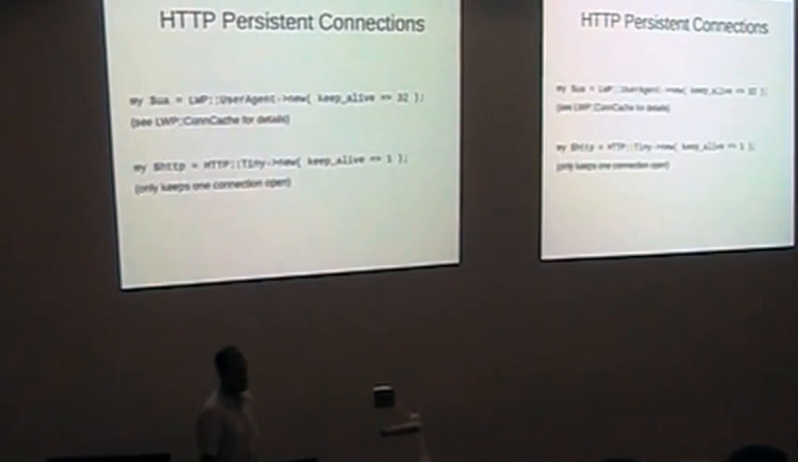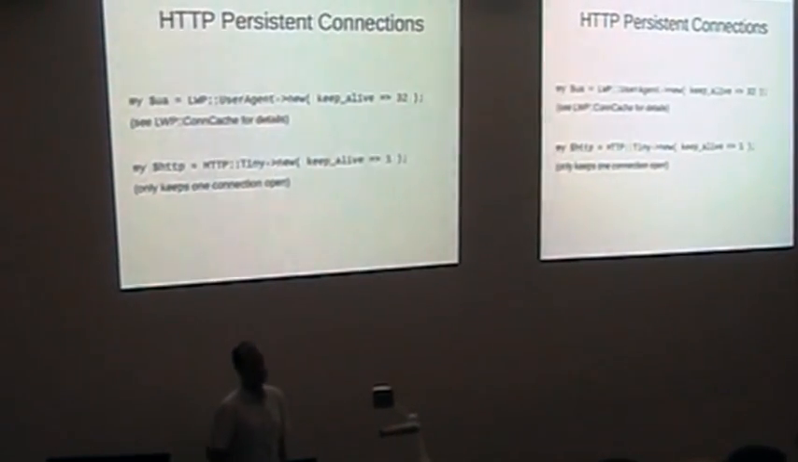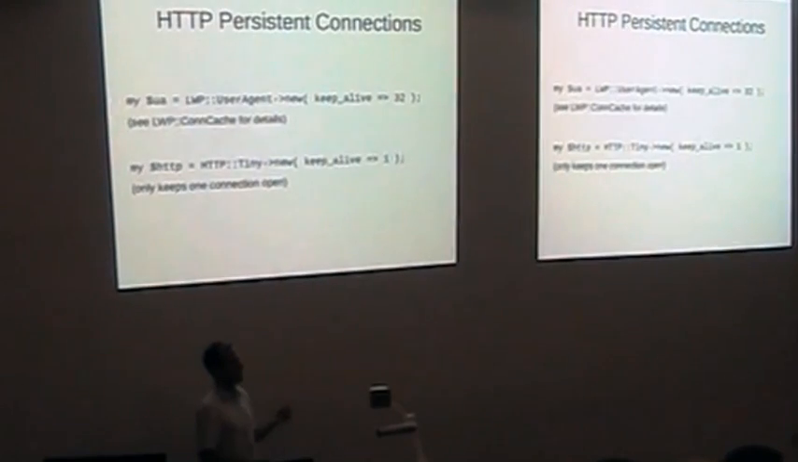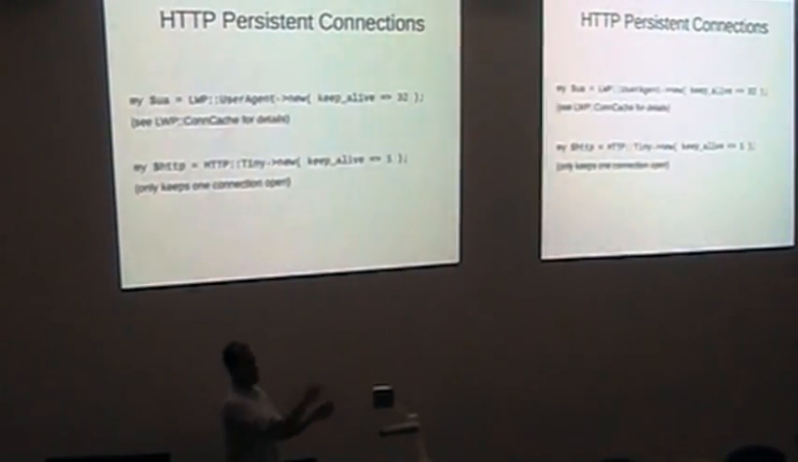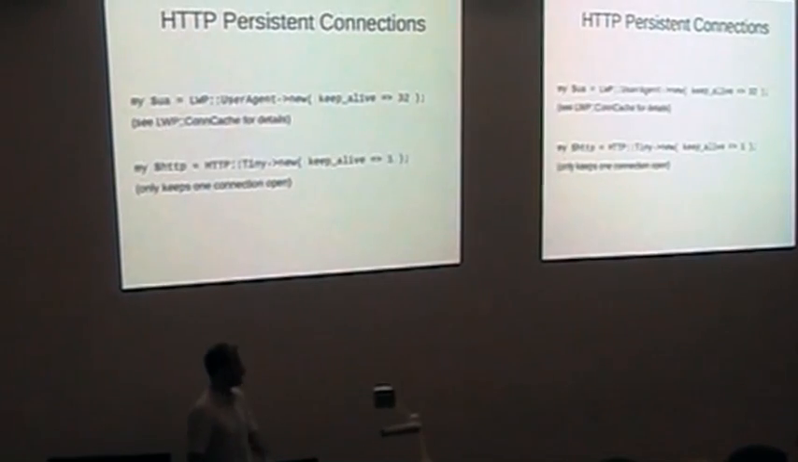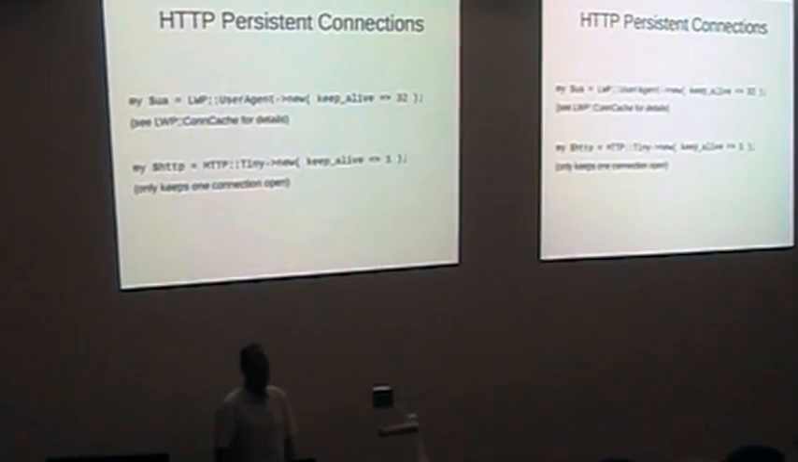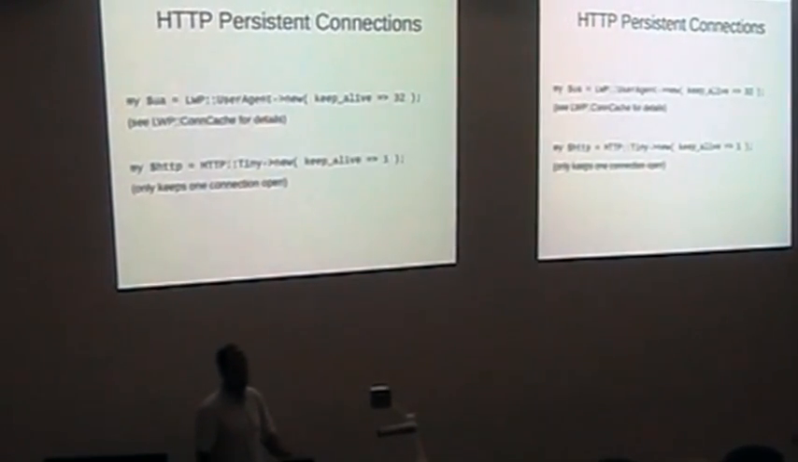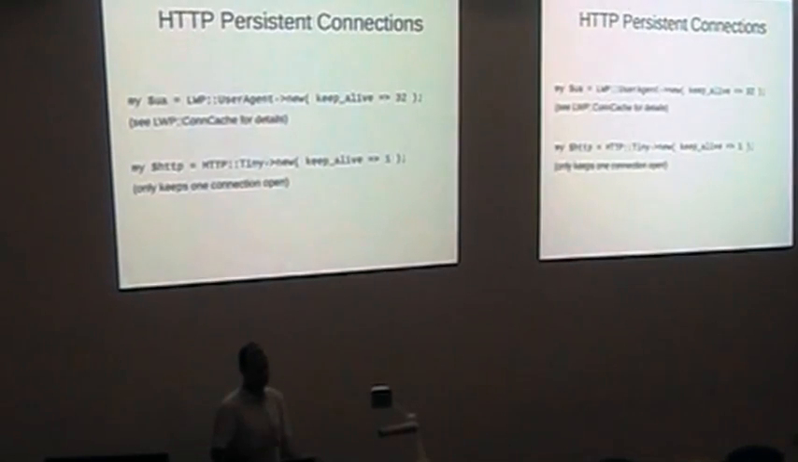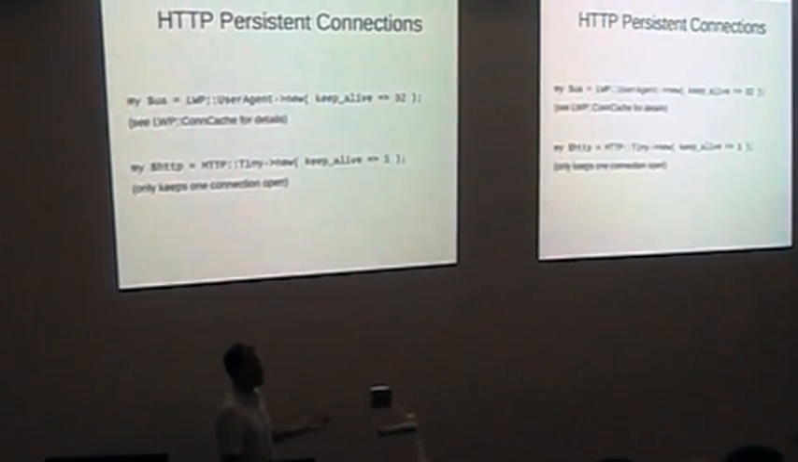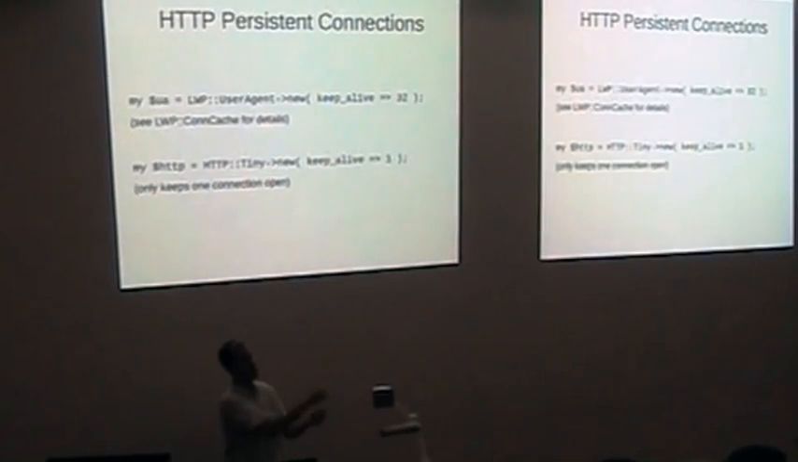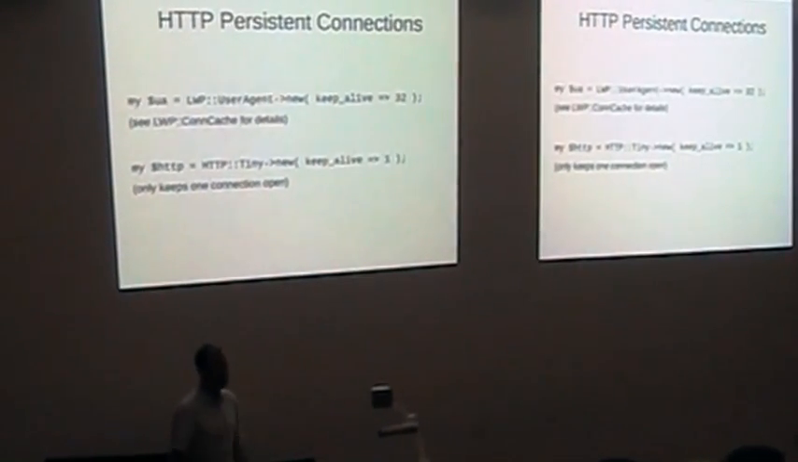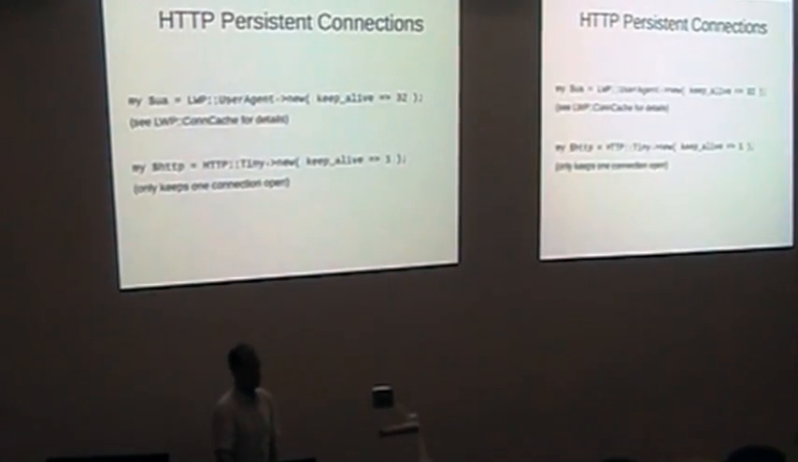And you can enable these in both LWP and HTTPTiny. They're not enabled by default, but I would suggest if you're talking to a web service and you're going to send lots of requests and get lots of responses back, this will help improve your performance. So with LWP, you specify how many connections you want to keep cached. HTTPTiny is less sophisticated. You can only keep one connection open. But again, if you're talking to a web service, that's probably fine, because you're probably sending lots of requests to the same web service, getting lots of responses back. So yeah, that's well worth bearing in mind, particularly if you're talking to something on the other side of the world.